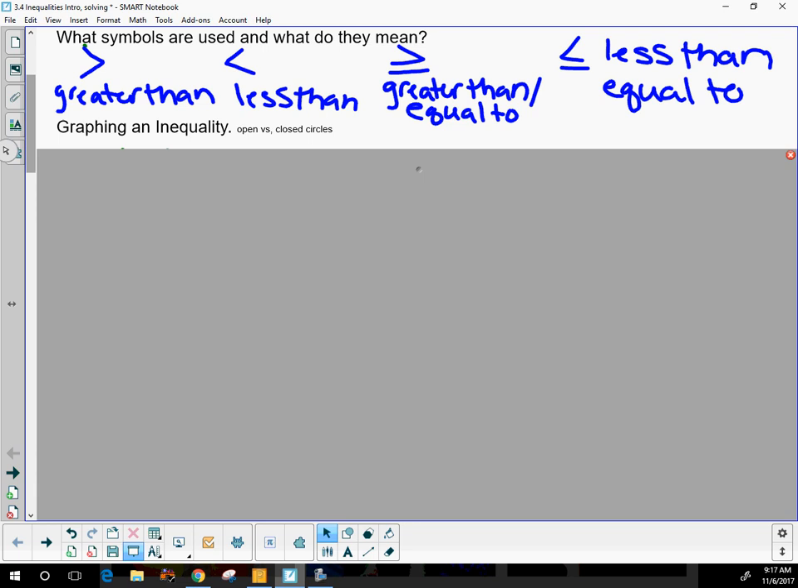Graphing inequality, and here in small print I wrote open versus closed circles. That is going to be your biggest challenge, is graphing whether you fill in the circle. That is what I mean by closed circle. I mean that it's filled in like that, or open, which means it's not filled in. It's not a closed circle, I guess.